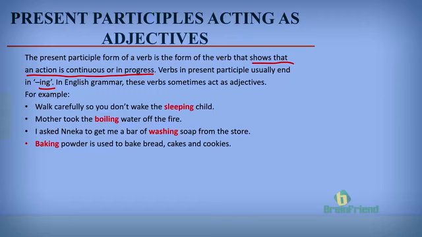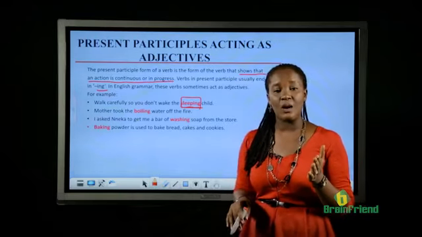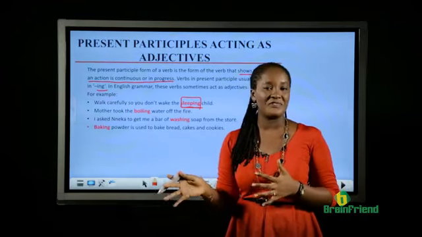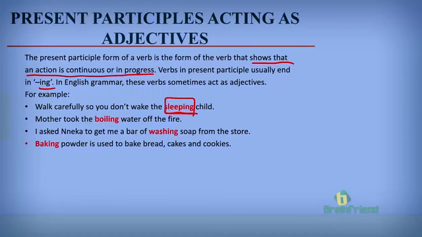For example, walk carefully so you don't wake the sleeping child. Here the word sleeping is a present participle verb, but acts as an adjective. Now, adjectives are words that describe or modify a noun. So in this sentence, walk carefully so you don't wake the sleeping child, the present participle sleeping describes the child. What kind of child? Sleeping child. So here we find a present participle verb describing a noun.